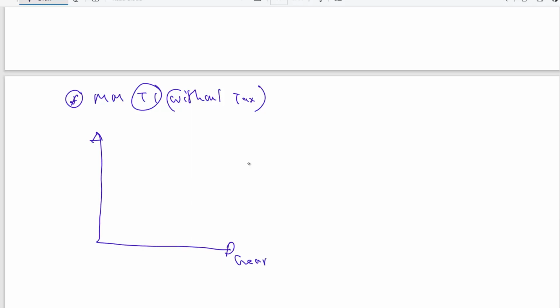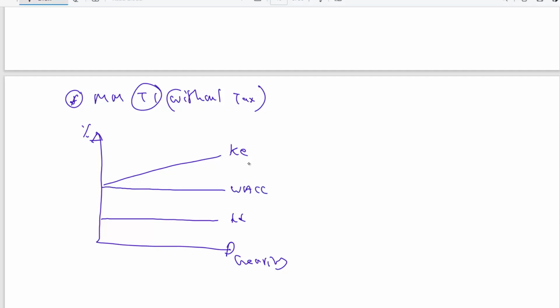Under MM theory 1, they didn't consider tax, so it is the without-tax theory. They came up with formulas and numbers. When the gearing increases, what happens to the cost of equity? The cost of equity is increasing. When the gearing increases, the cost of debt is constant. And when the gearing is increasing, they came up with a certain technique where the weighted average cost of capital is also constant, where it is not changing.